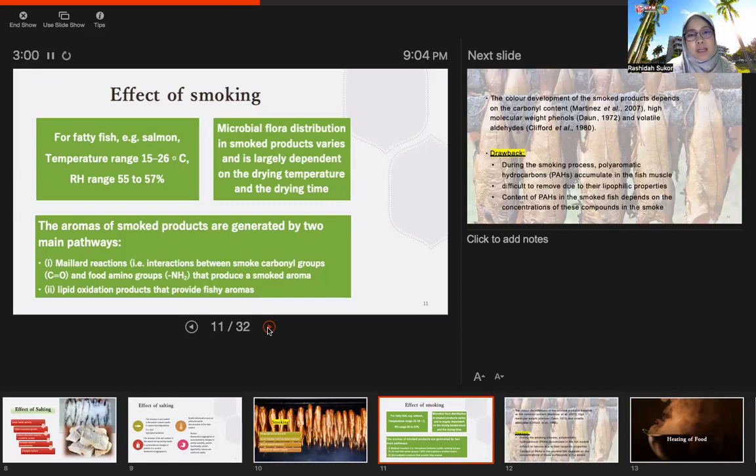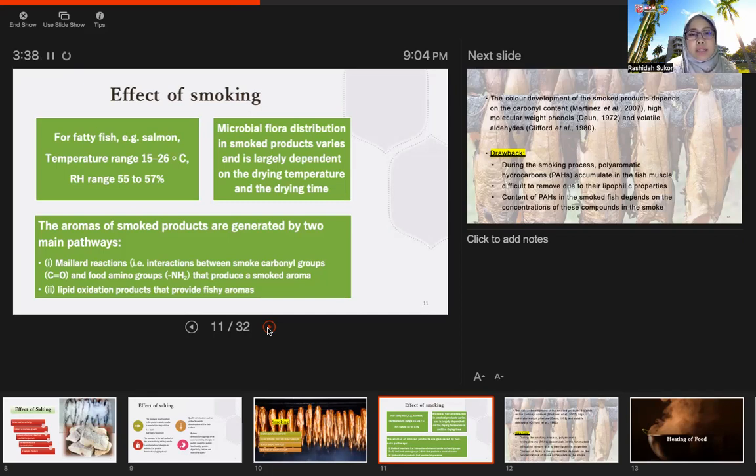Microbial flora distribution in smoked products will vary and is largely dependent on the drying temperature and drying time. Because we know, I think you also learned about different types of microorganisms from previous slides, or from one of the instructors, I think from Dr. Hawa's slide. You should be able to differentiate what type of temperature and what type of drying time will affect gram positive, gram negative, and different types of microorganisms. It largely depends on the temperature and also the drying time.